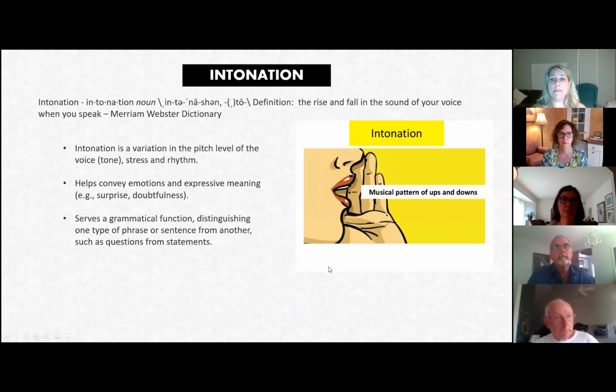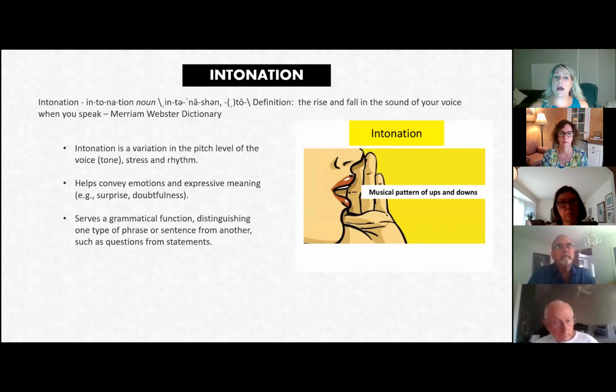Intonation. Intonation then are these musical patterns of up and down. Often you will hear it most at the end of sentences, so that's important. But you will definitely hear it throughout the sentence.